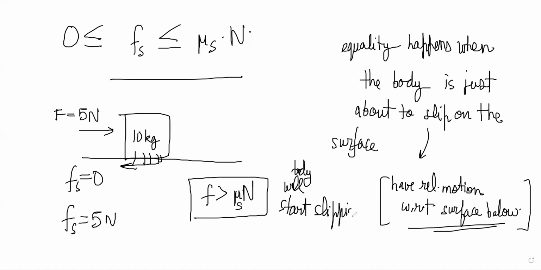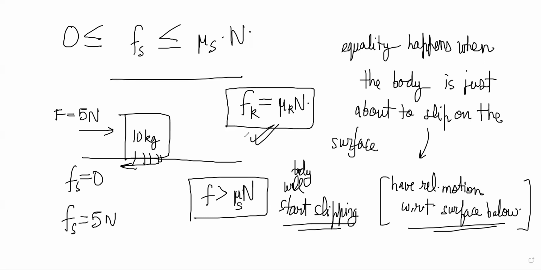Once the body starts slipping, kinetic friction starts acting instead of static friction, because kinetic friction is what happens when there is relative motion between the two bodies. And you also have to keep in mind that the value of kinetic friction is always constant and it is mu_k times N. This value remains fixed.